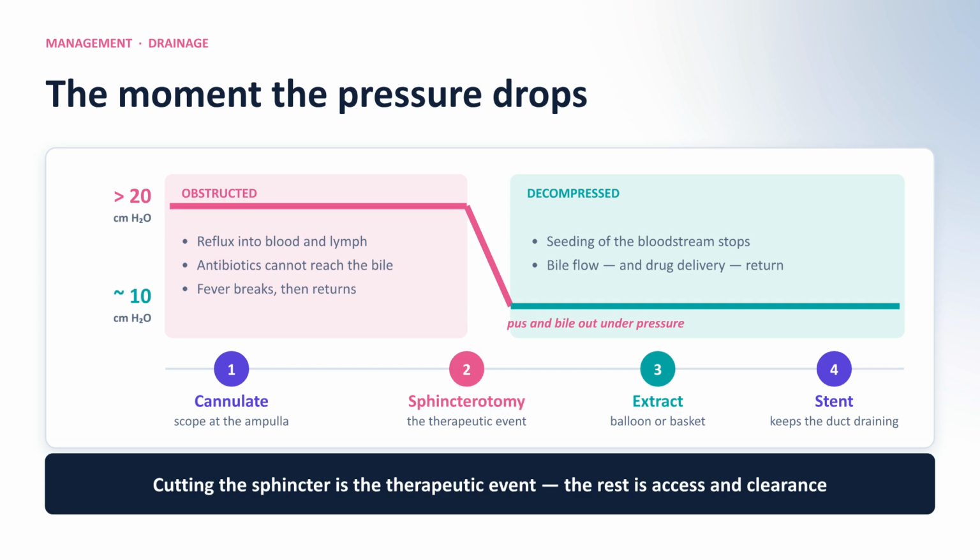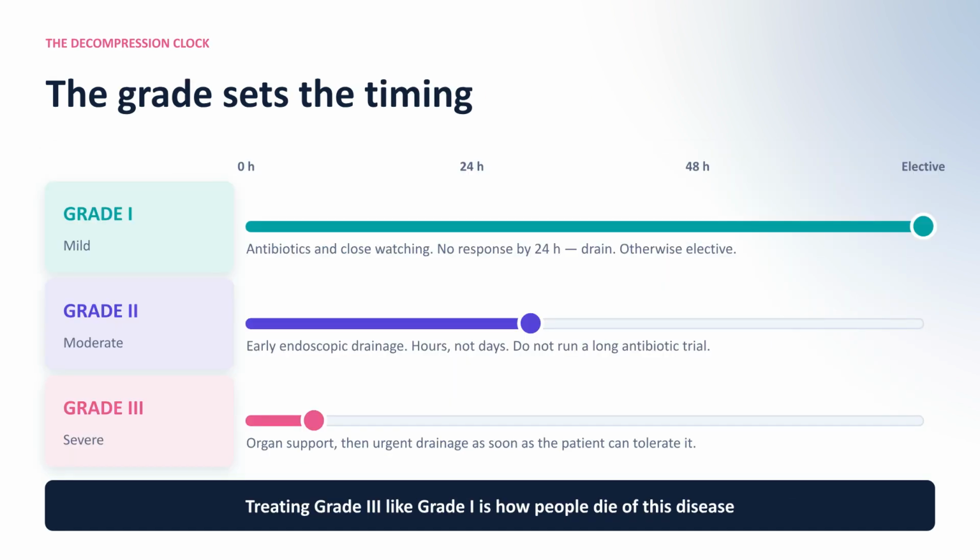Watch the pressure. On the left, the duct is obstructed and sits above 20 centimeters of water. That is the pressure driving bacteria and endotoxin into blood and lymph, and it is why antibiotics alone keep failing. Now follow the procedure. The scope reaches the ampulla and cannulates it. Then the sphincterotomy. The muscular sphincter is cut, and very often pus and bile come out under pressure. That is the therapeutic event. The line falls. Everything after it is clearance. The stone is pulled out with a balloon or a basket, and a plastic stent is left across the papilla to guarantee drainage while things settle.